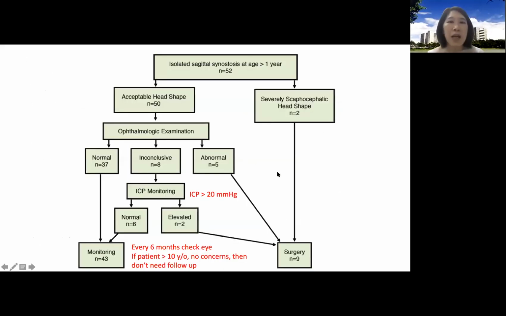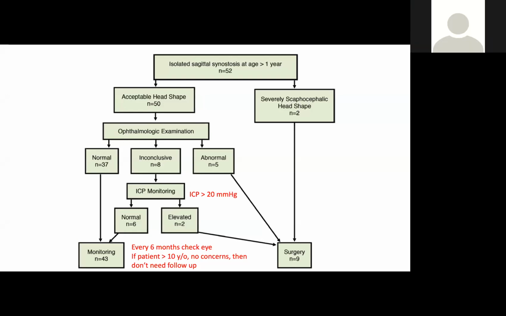So you can see the flowchart from this slide. If the patient has severe scaphocephaly, you should do the surgery. If it is okay, you should do the eye exam first. If it is abnormal, then you should do the surgery. If it is normal, you should monitor. If you are not sure, you should do the ICP monitor. However, the ICP definition is more strict, more than 20. If you don't do the surgery and you only want to monitor, you should check the eye every 6 months. If the patient is more than 10 years old and there's no concern, then you don't need follow up.